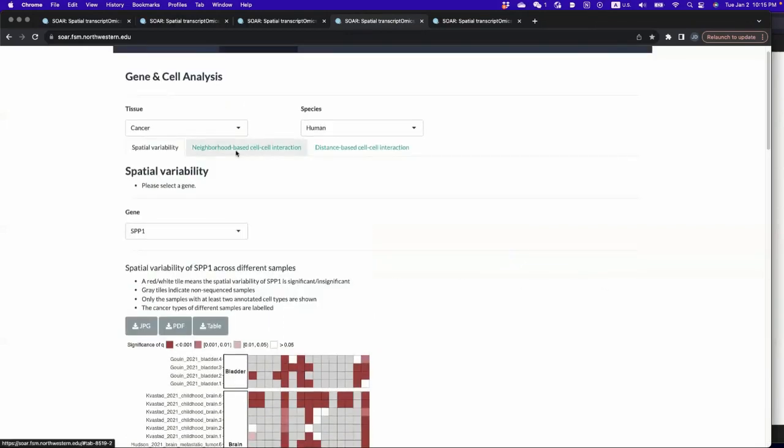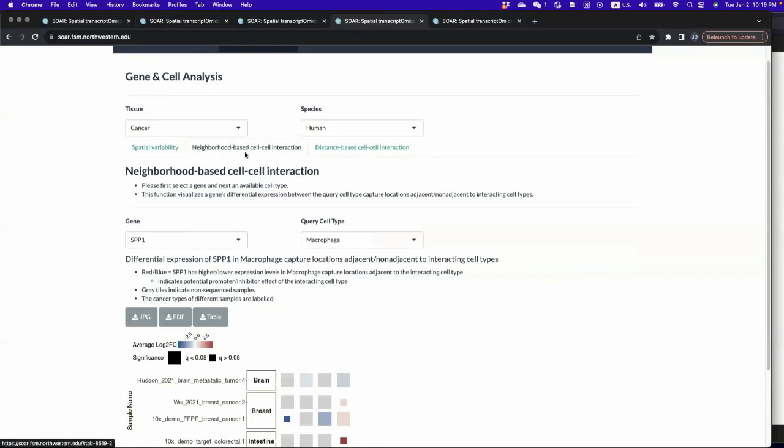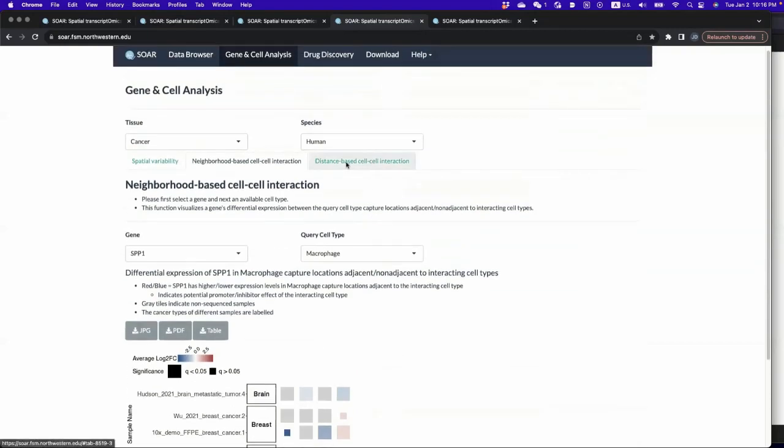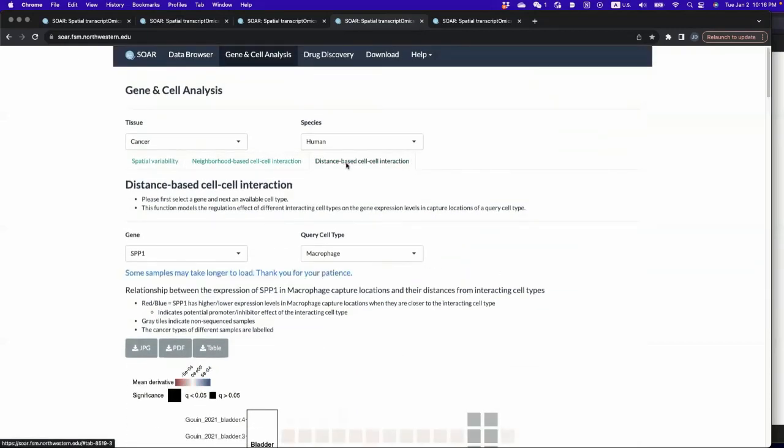The next tab, Neighborhood-Based Cell-Cell Interaction, shows the gene expression in the cell type of interest, in this case, macrophages, located near or not near to other cell types. Significant results are shown as larger tiles. Red color represents positive log2 fold changes, whereas blue is negative log2 fold change. For example, we can see that SPP1 in macrophage has higher expression when they are near malignant cells. Let's take a look at the last tab, which is Distance-Based Cell-Cell Interaction.